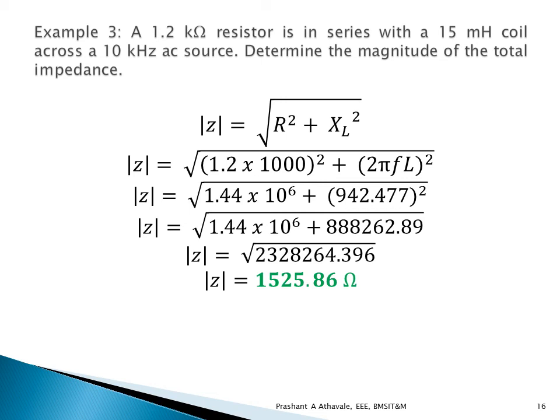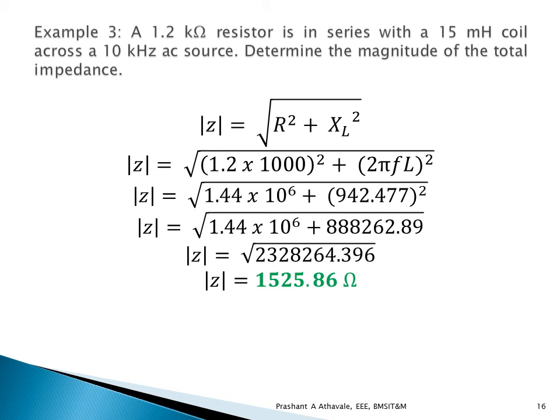So all that information, if you were to substitute into this, you will see that the magnitude of the impedance given by this total circuit, that is a resistor in series with the 15 millihenry coil, is around 1500 ohms. This is the way you can take a few other examples and substitute into this formula and you can find.